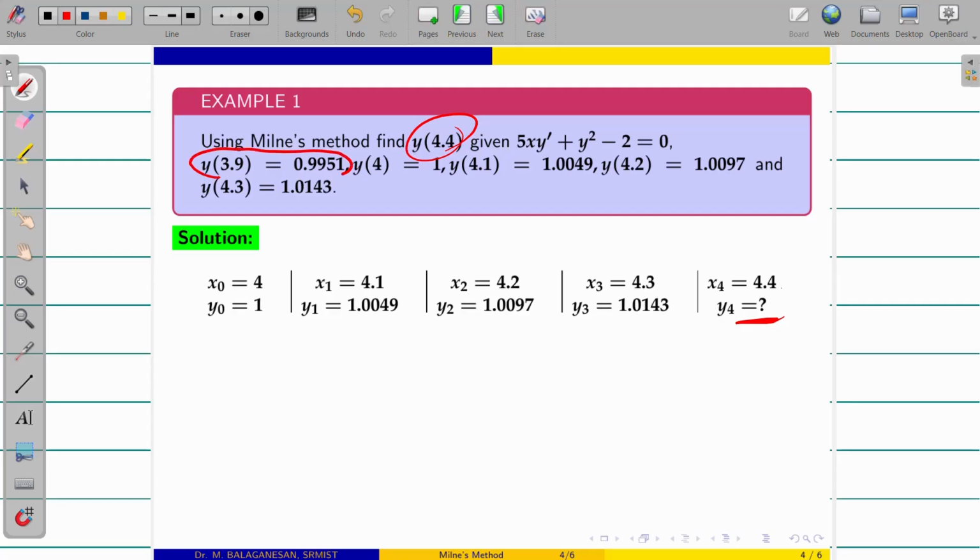We didn't consider this boundary, this initial condition. Why? What I mentioned earlier, to apply Milne's method, we should know 4 prior consecutive values. What are the prior consecutive values? One from the last. Consider this is 1, this is 2, this is 3, this is 4. So 4 prior consecutive values are enough.